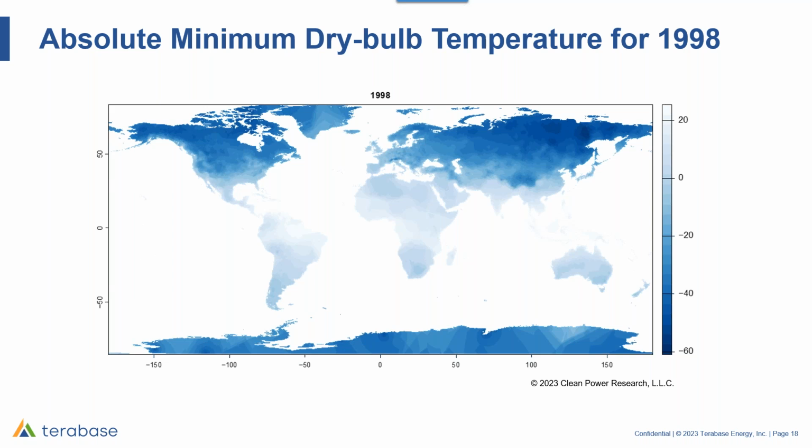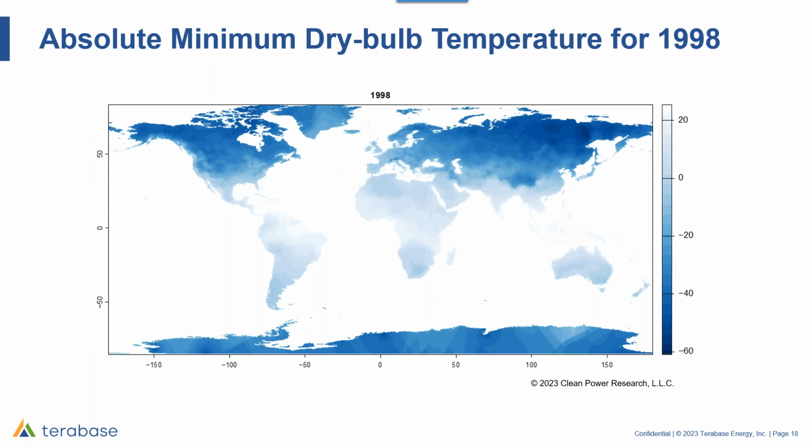So to show what the satellite record looks like, this is gridded data at the 10-kilometer basis of the absolute minimum dry bulb temperature for every single point on the planet for a single year, 1998. If you'll go to the next slide, this is another individual year, 2021, and you'll notice that they're not identical.